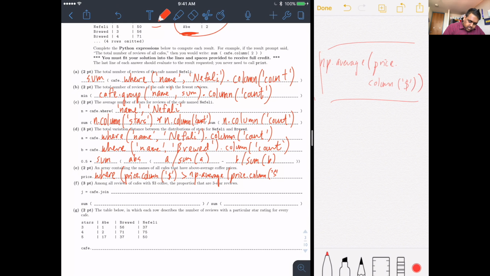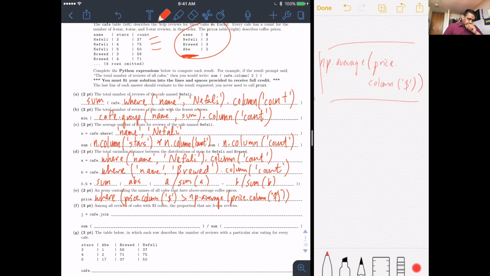Oops, it's a little messy. And we're good to go. So hopefully that makes sense. We're just taking the price table where the cost is greater than the average. And oops, we forgot. Now we need to take the name column from here. Column 0, just to save a little bit of space. But we only want the names, right? We don't want the entire table.